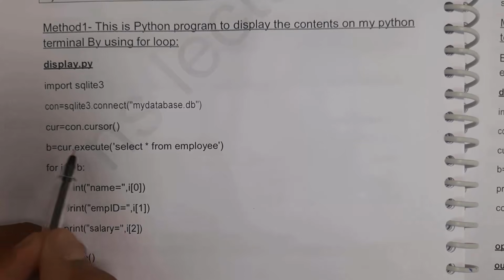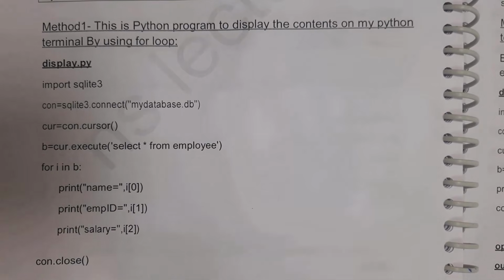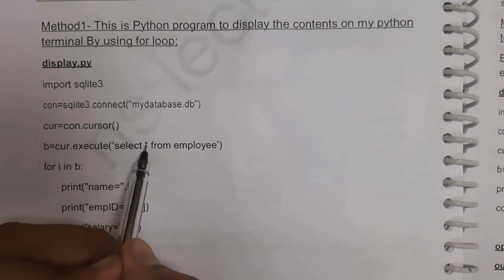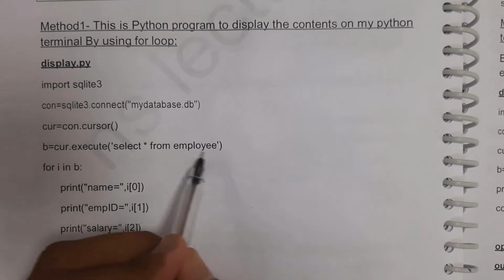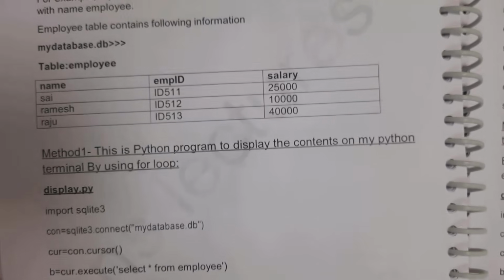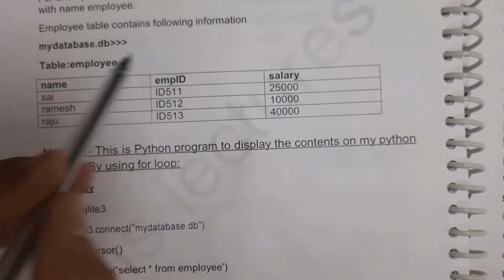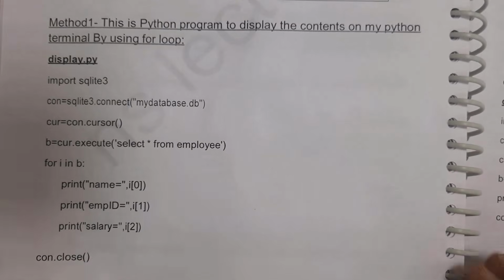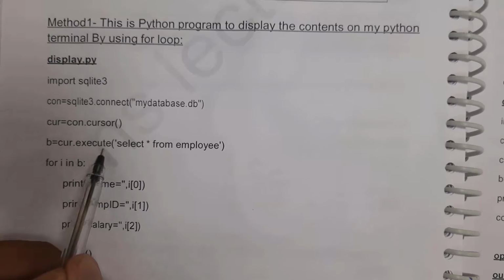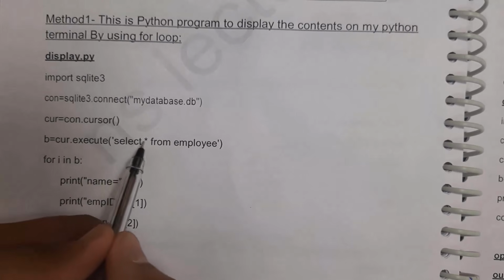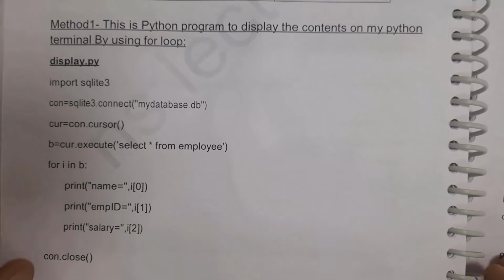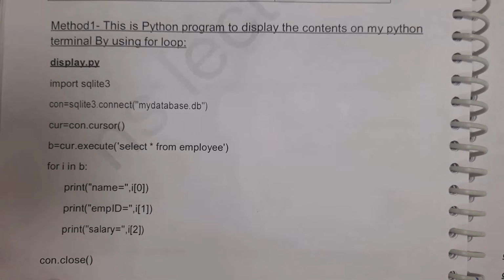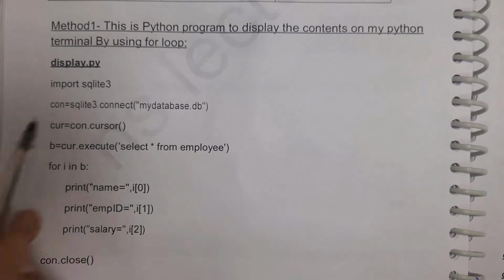So just write here b equal to, my cursor is present in variable cur, so cur.execute. Inside the execute method, you need to write select star from table name, that is employee. Star means it will select the entire data which is present in the employee table. This is the meaning of star. So whenever I write here b equal to cur.execute in quotations, select star from employee, whatever data is present in the employee table, it will store all this data in variable b.